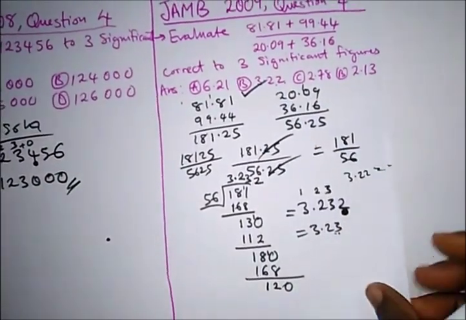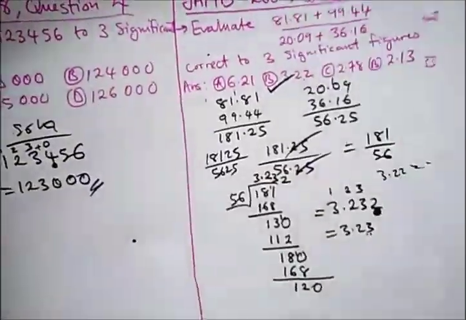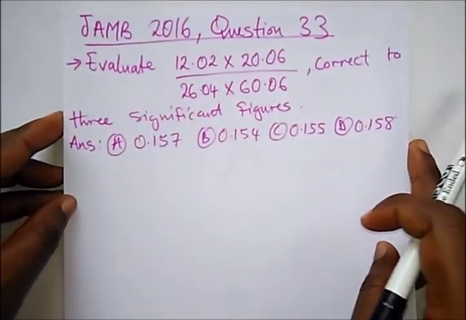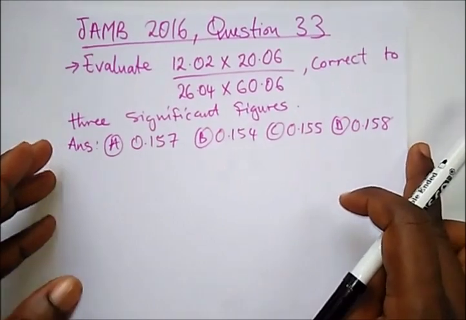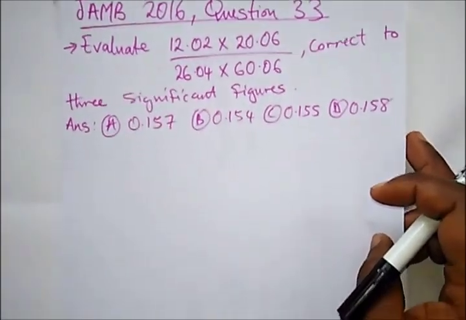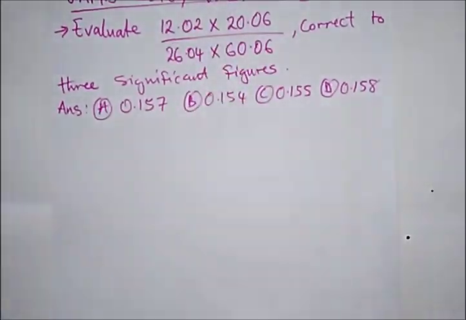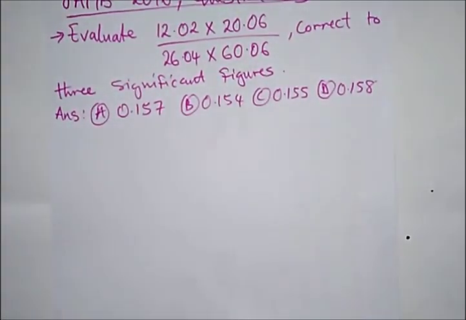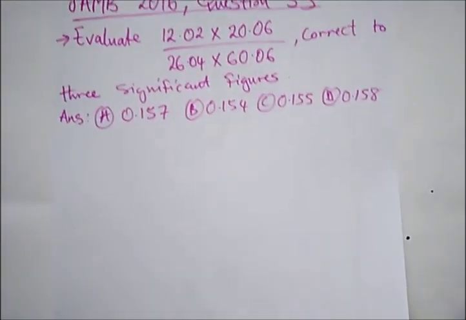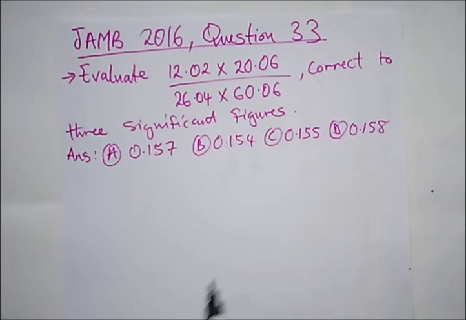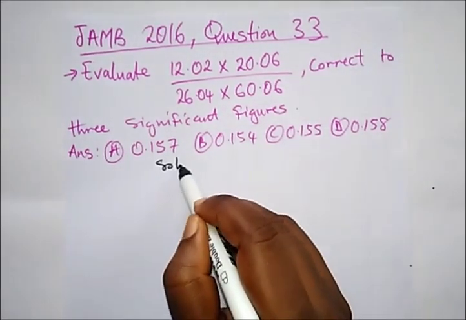So our next question is from JAMB 2016 question 33, which says evaluate this correct to 3 significant figures. So here, let's do this.